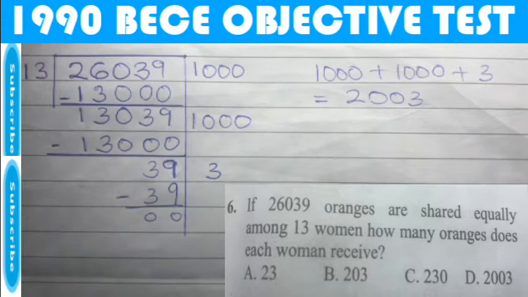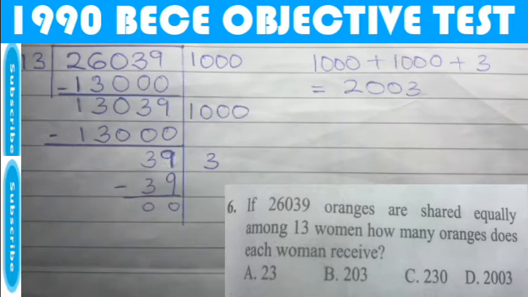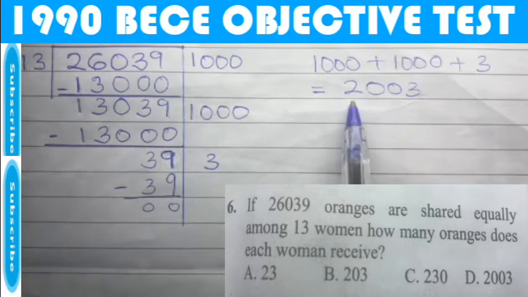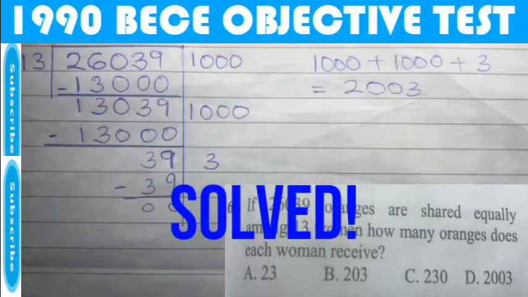When you have 26,039 oranges and it is shared among 13 women, it means that each woman is going to receive 2,003 oranges. So the correct answer is 2,003. Go through the alternatives, whether it is A, B, C, or D, and the one that corresponds to 2,003 is the answer. So we are done with number 6. Let's move on to number 7.